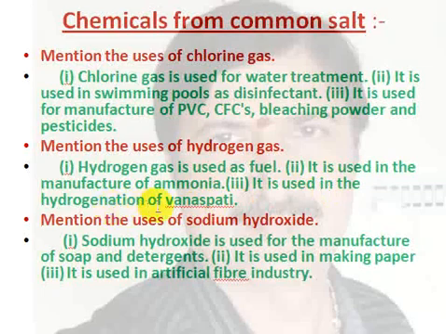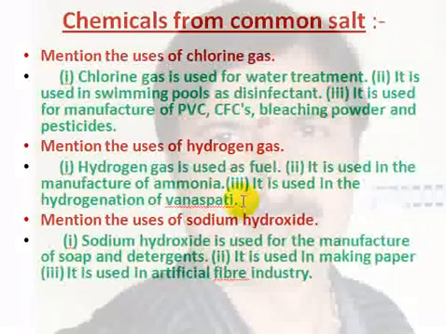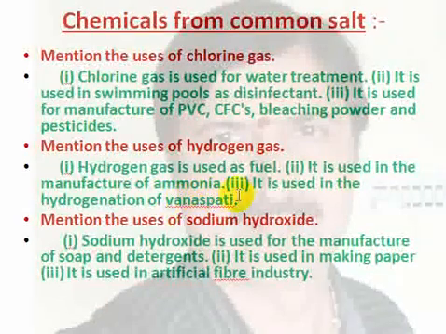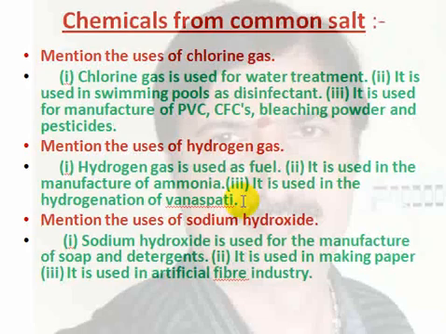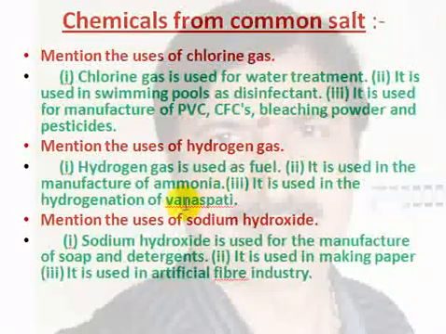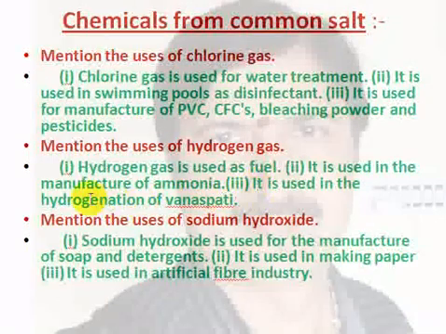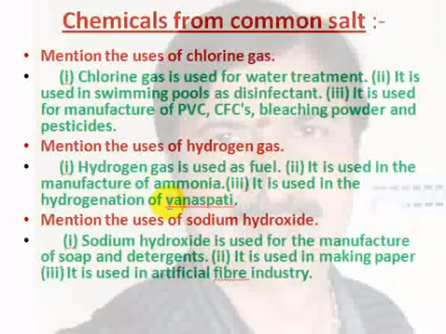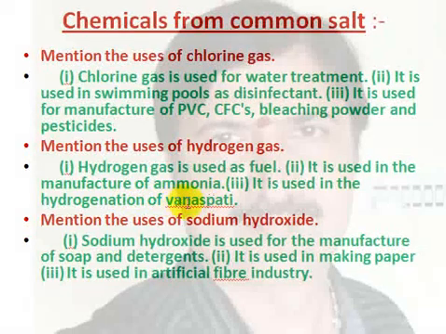It is used in the preparation of vanaspati. Vanaspati is the fatty substance which is in the form of solid. So any liquid oil can be obtained in the form of solid vanaspati by passing hydrogen gas over the oil when it is in the warm condition. So to prepare vanaspati from the vegetable oil, we have to boil the oil and pass hydrogen gas over the oil, then you will get vanaspati from liquid oil.